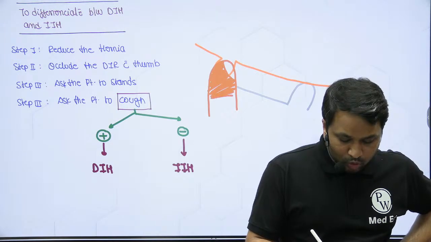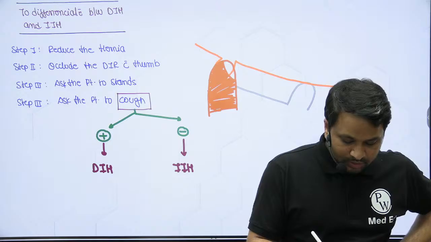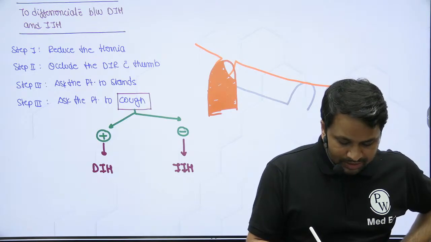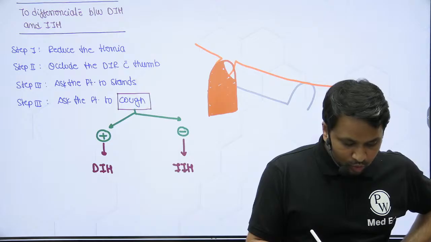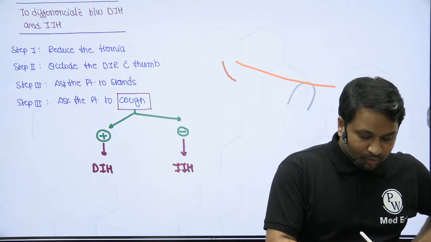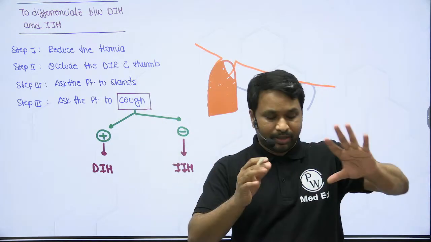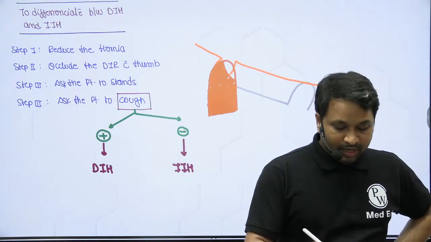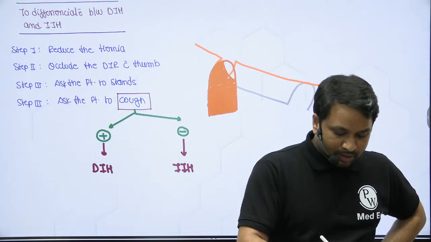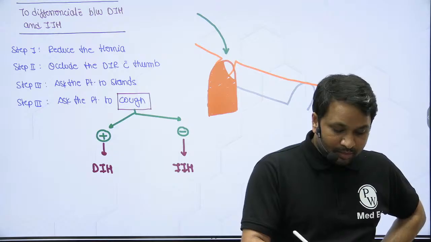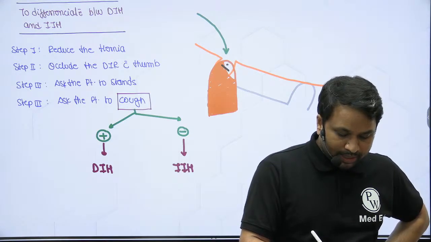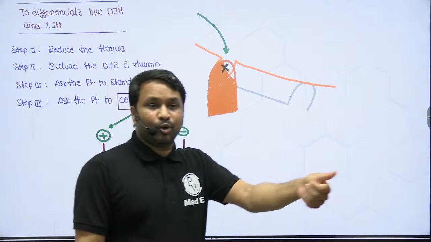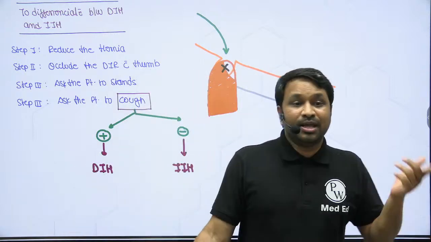Now, first things first, you have to reduce the hernia, right? Once I've reduced the hernia and occluded the deep inguinal ring, the hernia has gone back. Now I'm asking the patient to cough. If the patient had an indirect inguinal hernia, the hernia will try to enter from here, but your thumb says thank you, goodbye, you're not allowed, right? Because the entry point is blocked, it is going to be a negative cough impulse.